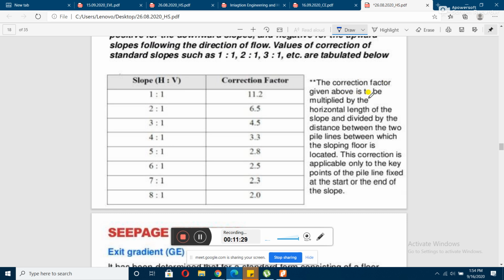The correction factor given above is to be multiplied by the horizontal length of the slope and divided by the distance between the two pile lines, okay. So what will be the value? The correction factor for 3:1 is 4.5, right? So 4.5 multiplied by the horizontal length of the slope. What is the horizontal length of the slope? That is 3. So it will be 4.5 into 3 divided by the distance between the two pile lines between which the slope is located.